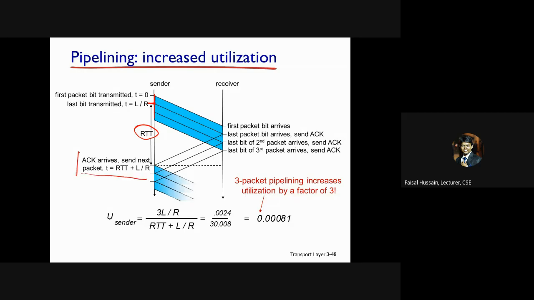So here the ACK will actually be received, and after that the sender will understand that it can send out the next three packets. Sending out three packets in pipelining will increase the utilization by a factor of 3. If you look at the calculation in the previous case, you just multiply 3 into L by R, because this is the data you are sending out in this period of time, and this is the total time required. So the utilization is increased by a factor of 3.